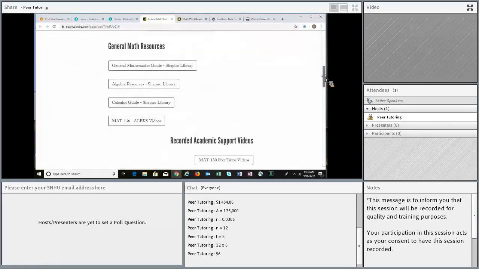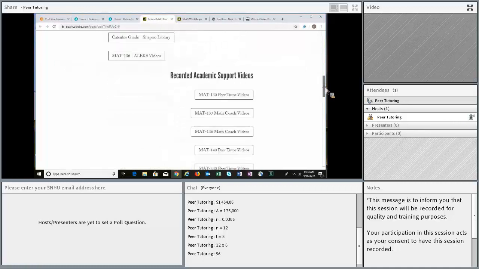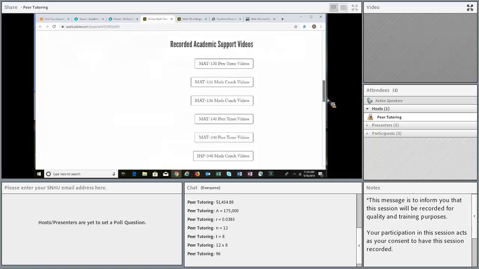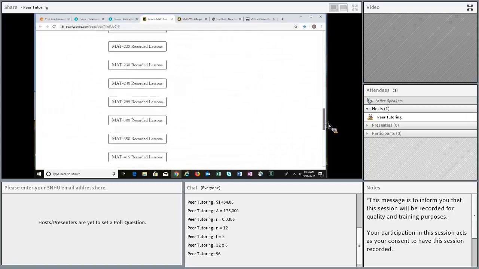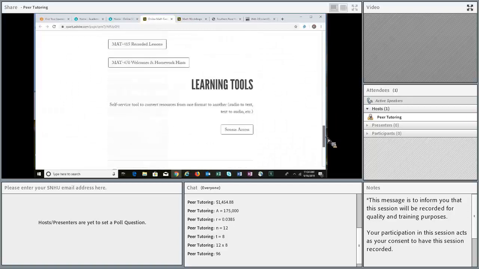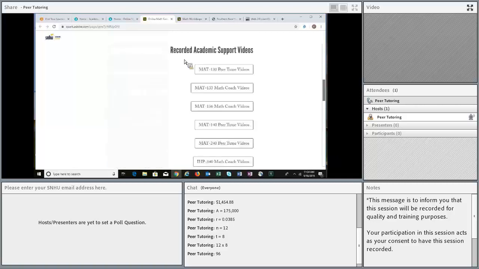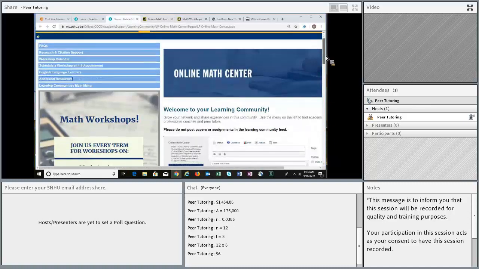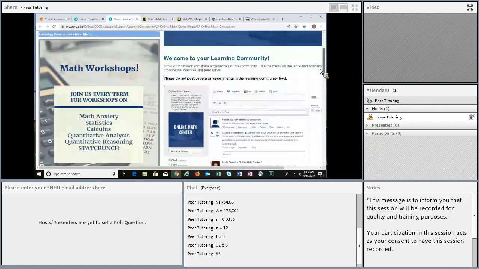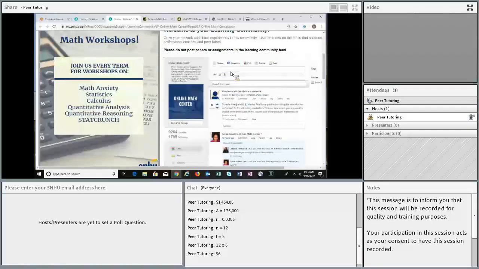There are also additional resources that you can access. So videos that your professor or instructor may have posted, algebra resources from the library. We've got recorded academic support videos, faculty recorded lessons, so you can decide what works best for you.